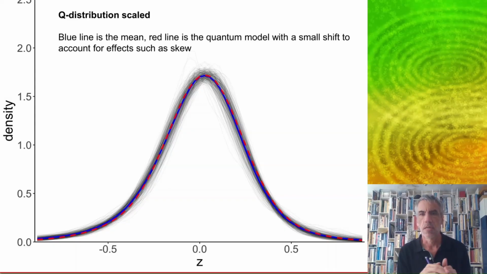And now we get this plot here. So the blue line again is the mean. The red line is the quantum model Q distribution, again with a very small shift to account for effects such as skew. So this is interesting. Basically, we have all of this data, and we normalize the calculated distribution, and this is the shape that emerges.